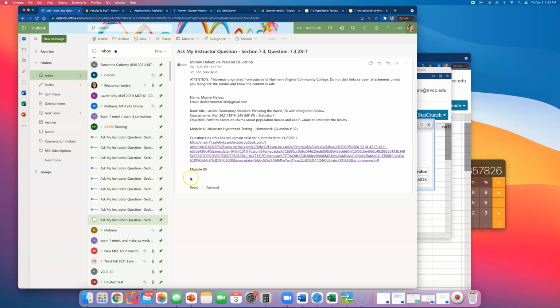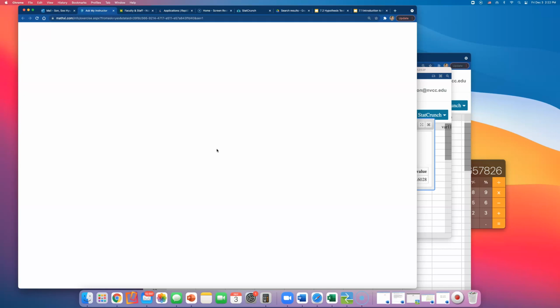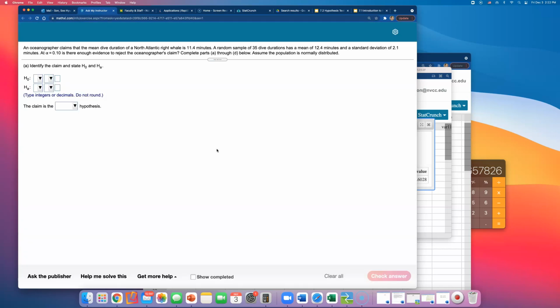All right, next one on the list is number 32 on Module 6 homework. This one is very similar to the one that we just did, so maybe you can skip this one and try it, but let me still go over it.